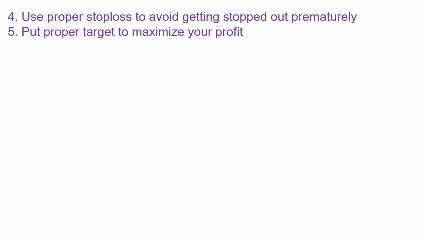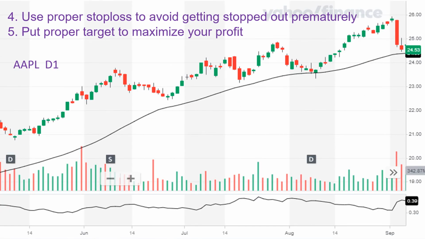Number 4, use proper stop loss to avoid getting stopped out prematurely. And number 5, put proper target to maximize your profit. This is the price trend, Apple stock D1 time frame. I installed a simple moving average with a 42 days period as dynamic support, and also I installed the ATR curve with 14 days period to calculate each candle's ATR value. Now, as I discussed before, we would like the price to come to the market structure, and that is a nice place to enter the trade. Now, we use price action and also patterns and formations in order to find the entry, and this is the hammer suggesting the price reversal. So that's a good place to enter the market.